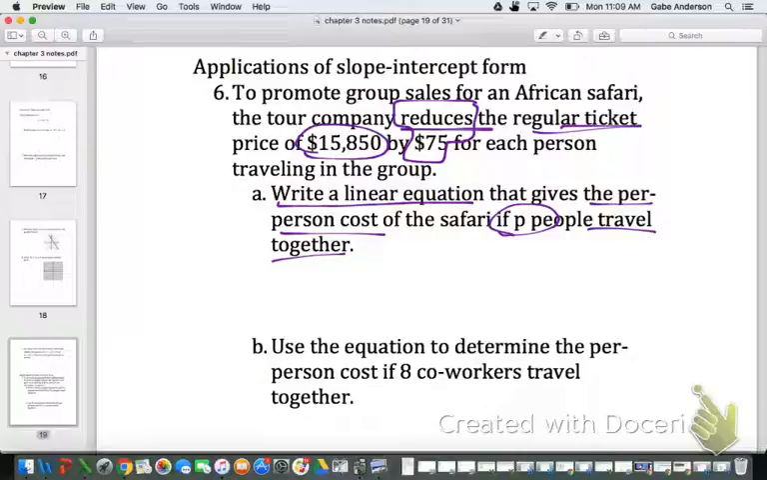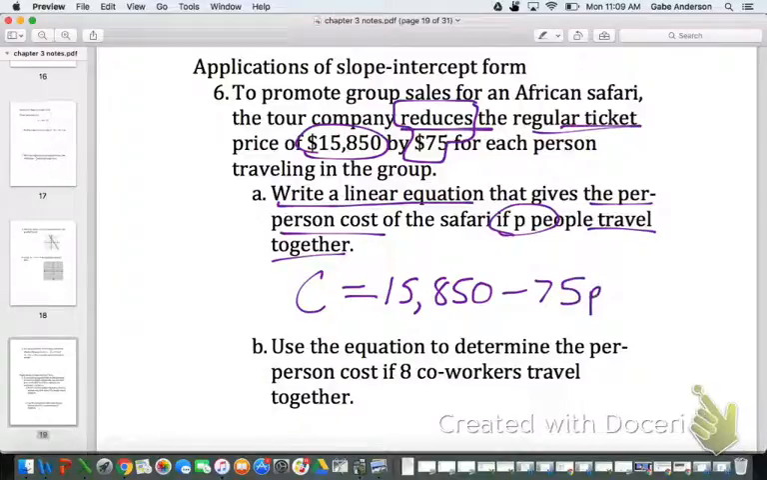So can anybody think of a linear equation for the per person cost? Since we're talking about cost, can I use the letter C? Okay, so I'm going to say C equals, what do you think the C would equal? If the regular price was $15,850, and I'm going to be reducing that by $75 for each person that signs up, Evan, you had your hand up first. What do you think? Well, you could do 15,850 minus 75P. So he said you could do that.